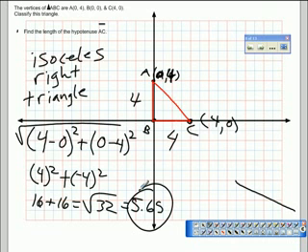And then if I wanted to, I could find the midpoint in that. Find the midpoint of the hypotenuse. In this one, it works out to be easy. It's that coordinate right there. It's 2, 2. But if we use the midpoint formula, 4 plus 0 divided by 2 is 2. 0 plus 4 divided by 2 is 2. So it is 2, 2.